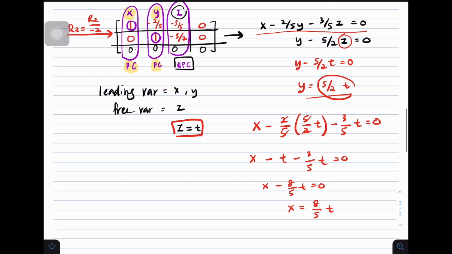So now you already have the value of X, the value of Y, and the value of Z. So you can write your X as 8 over 5 T, your Y is 5 over 2 T, and your Z is T. This one is your eigenvector.